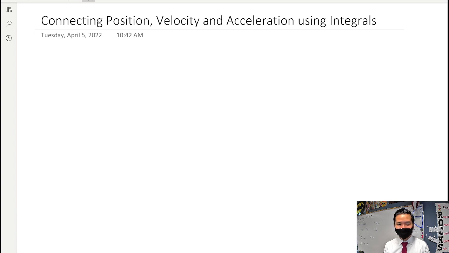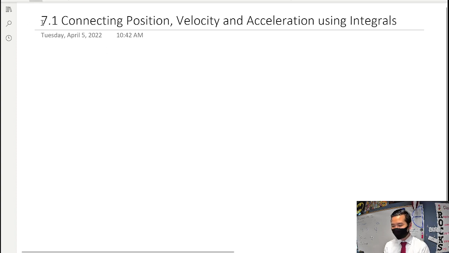Connecting position, velocity, acceleration. Is this a new unit or a new section? It's a new unit. He says it's easy, guys. So this is 7.1? Oh, yeah, I should do that, huh? It also says it right on here, and it has to be on the top. I can't put it on the next line.